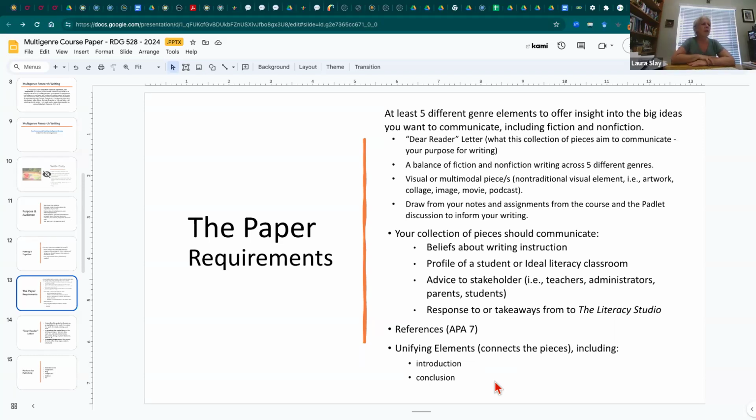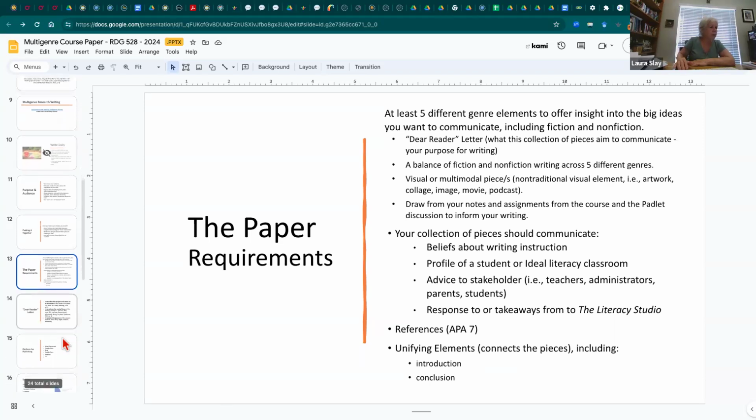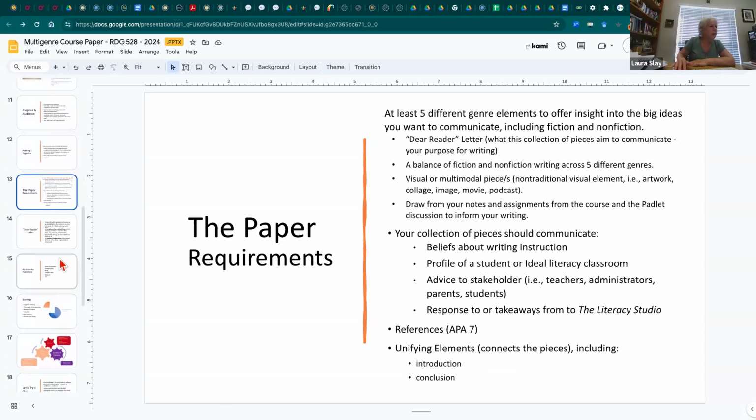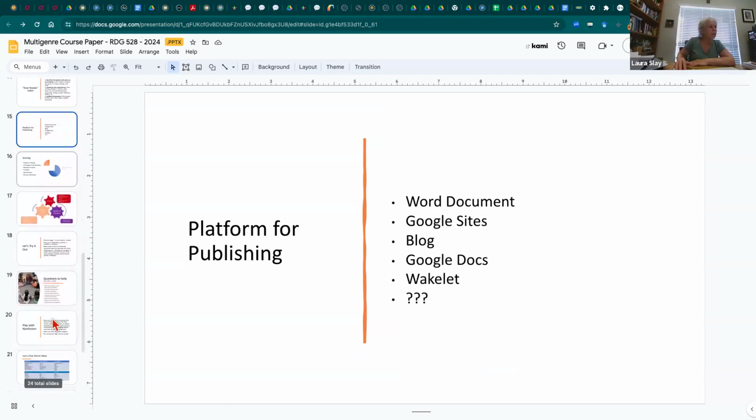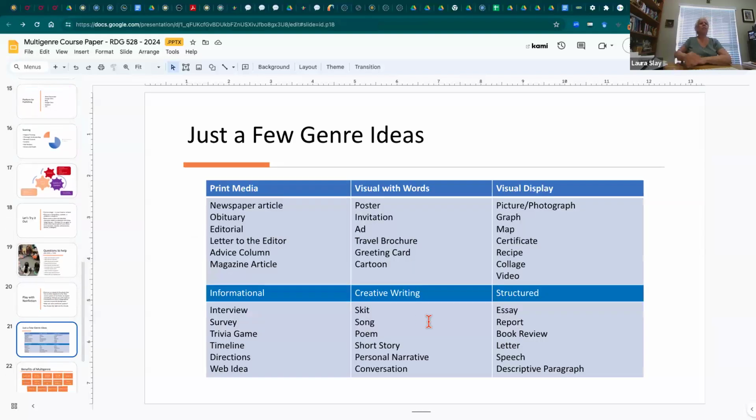I did not include them in this course primarily because of time and because you're master's level students. I anticipate that you know what these various genres are. Let me show you. There's a slide in here that has that. And I can't find, there it is. Okay. So here's a few genre ideas like newspaper article, an obituary, editorial, letter to the editor, advice column. I asked you to do advice. Maybe it's a newsletter for parents, a newsletter for your faculty, magazine article, poster, invitation, advertisements, travel brochure.